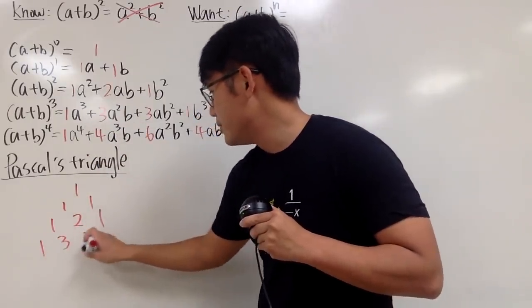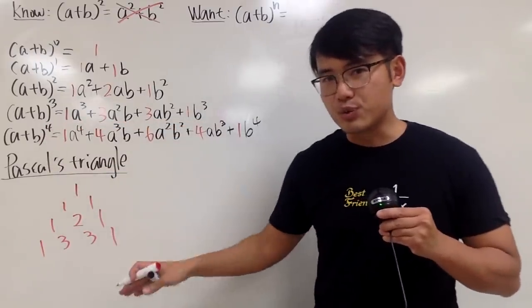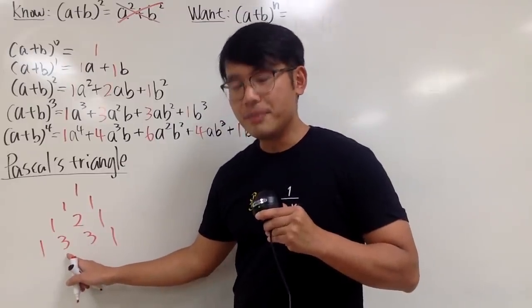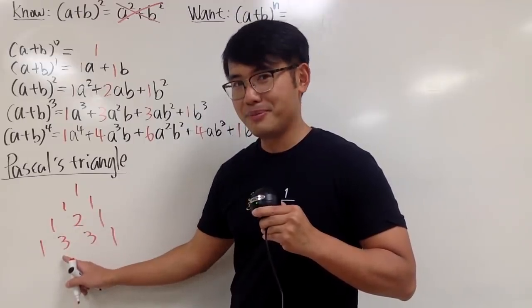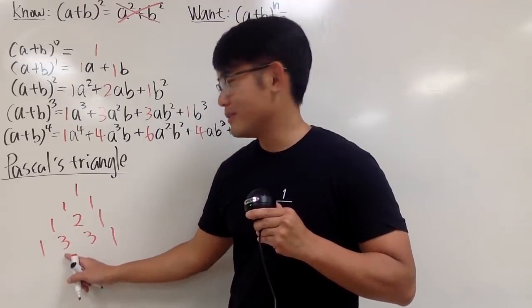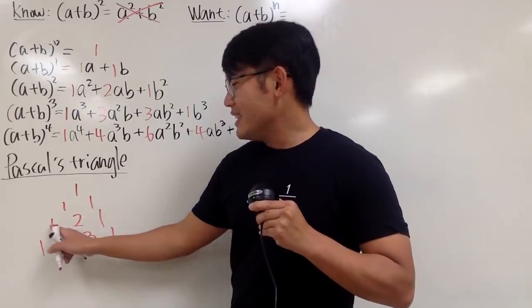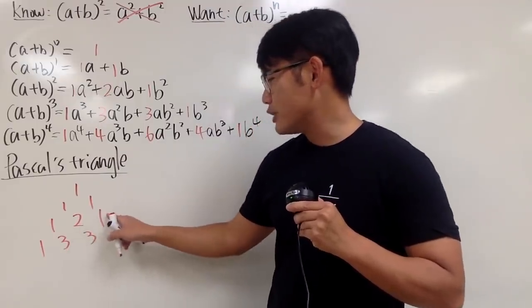1, 3, 3, 1. And without looking at this, in fact, to figure out the next row, this is what we do. For example, take a look at this 3. The reason we get this 3 is because 1 plus 2 is 3. It's this 1 plus this 2 that will give you the 3, okay? Likewise, this 2 plus this 1 will give you the 3.